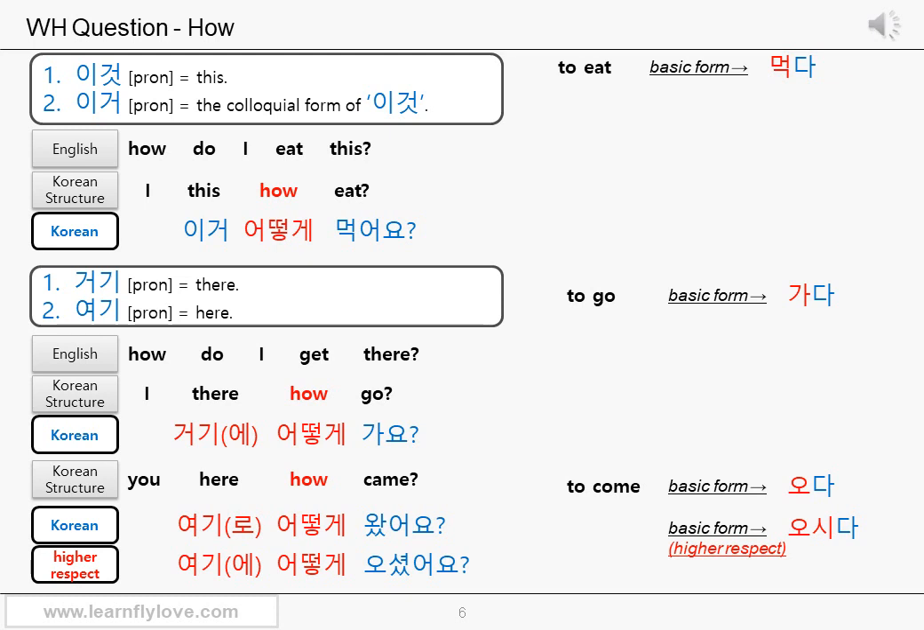First of all, the speaker is asking about the way or the method. Therefore, you should use 어떻게, right? The subject I comes first. We don't need the auxiliary verb do in a Korean sentence. Put the object this. It's okay, just do it first and check it if it's right later. And then put how and then the verb eat, which is in the present simple tense. I, this, how, eat.